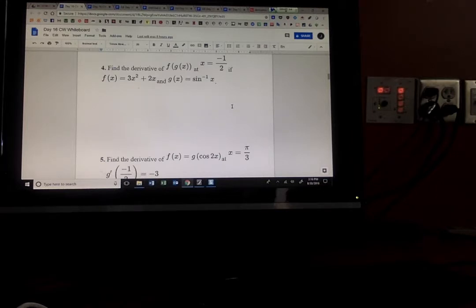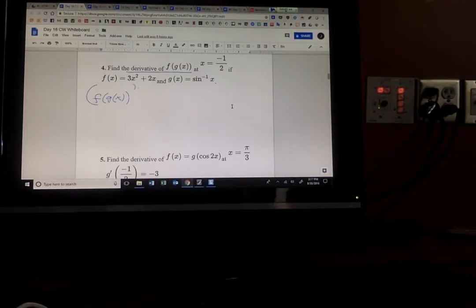Okay, stay with me. I went over this yesterday, I'm going over it again. First, I need a left-hand side. So what should I write on the left-hand side? F of G of X, thank you. Now I need to find the derivative of F of G of X.